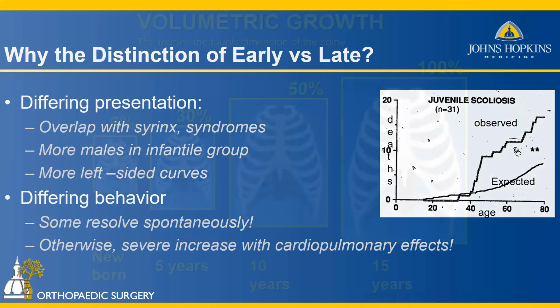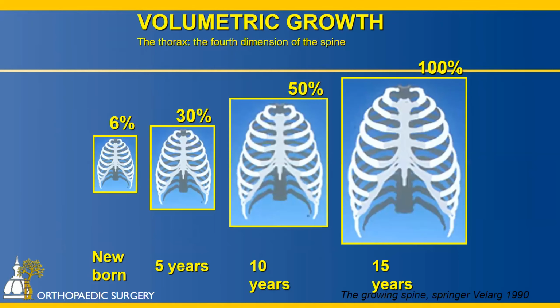Some early onsets will resolve spontaneously, but others will increase severely and cause premature mortality compared to what's expected for the age. And really what we're dealing with is growing the whole torso, the trunk, the chest cavity, because the thorax is the dimension of the spine. And that's what we're really trying to preserve in these early onset curves.